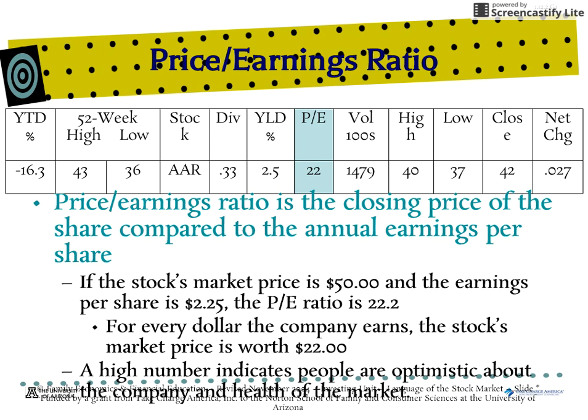The PE ratio, again, is the closing price of the share compared to the annual earnings per share. If a stock market price is $50 and earnings per share is 2.25, the PE ratio would be 22.2. For every dollar the company earns, the stock market price is worth $22. A high price and a high number indicates people are optimistic about the company and the health of the market. So that means they're actually buying.